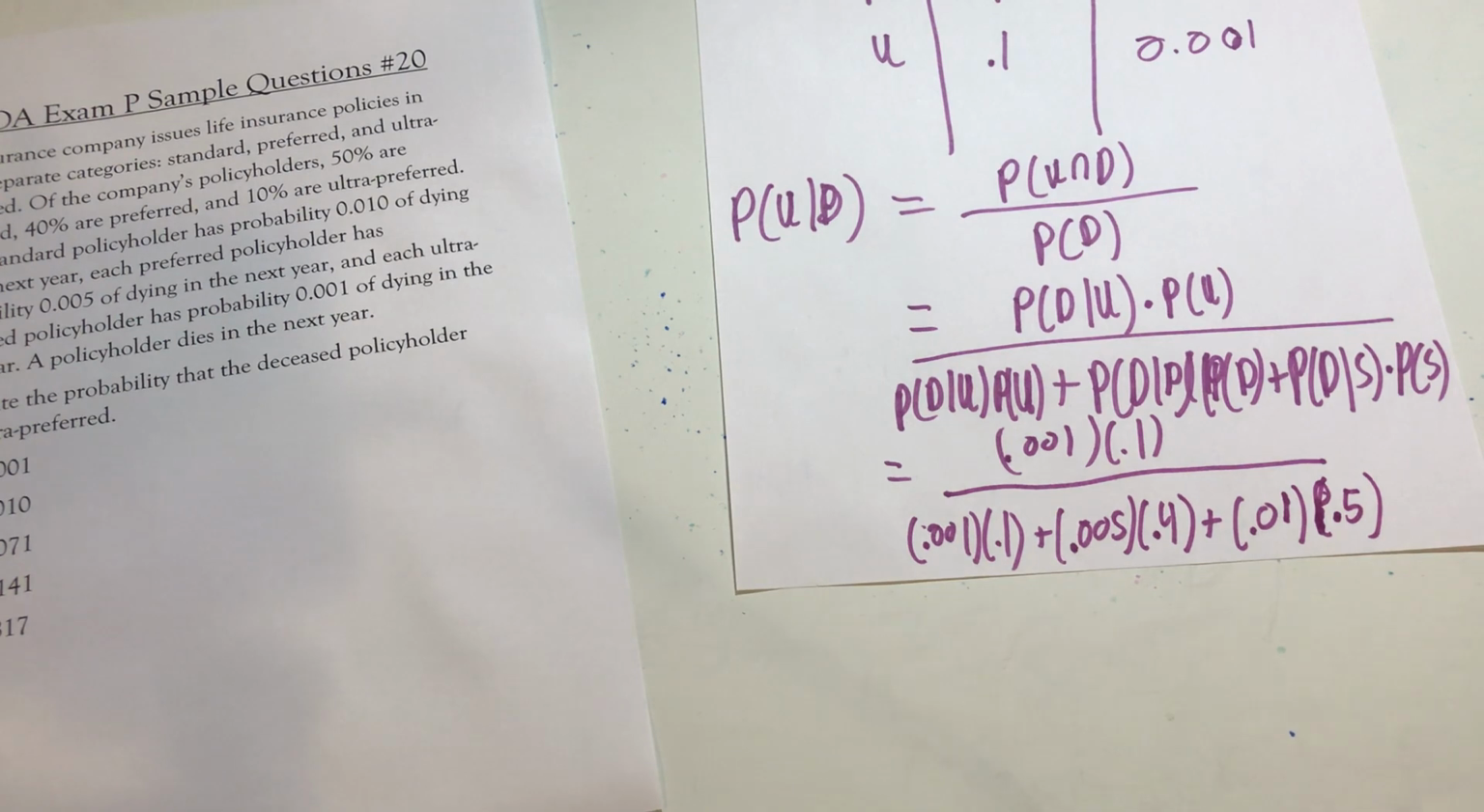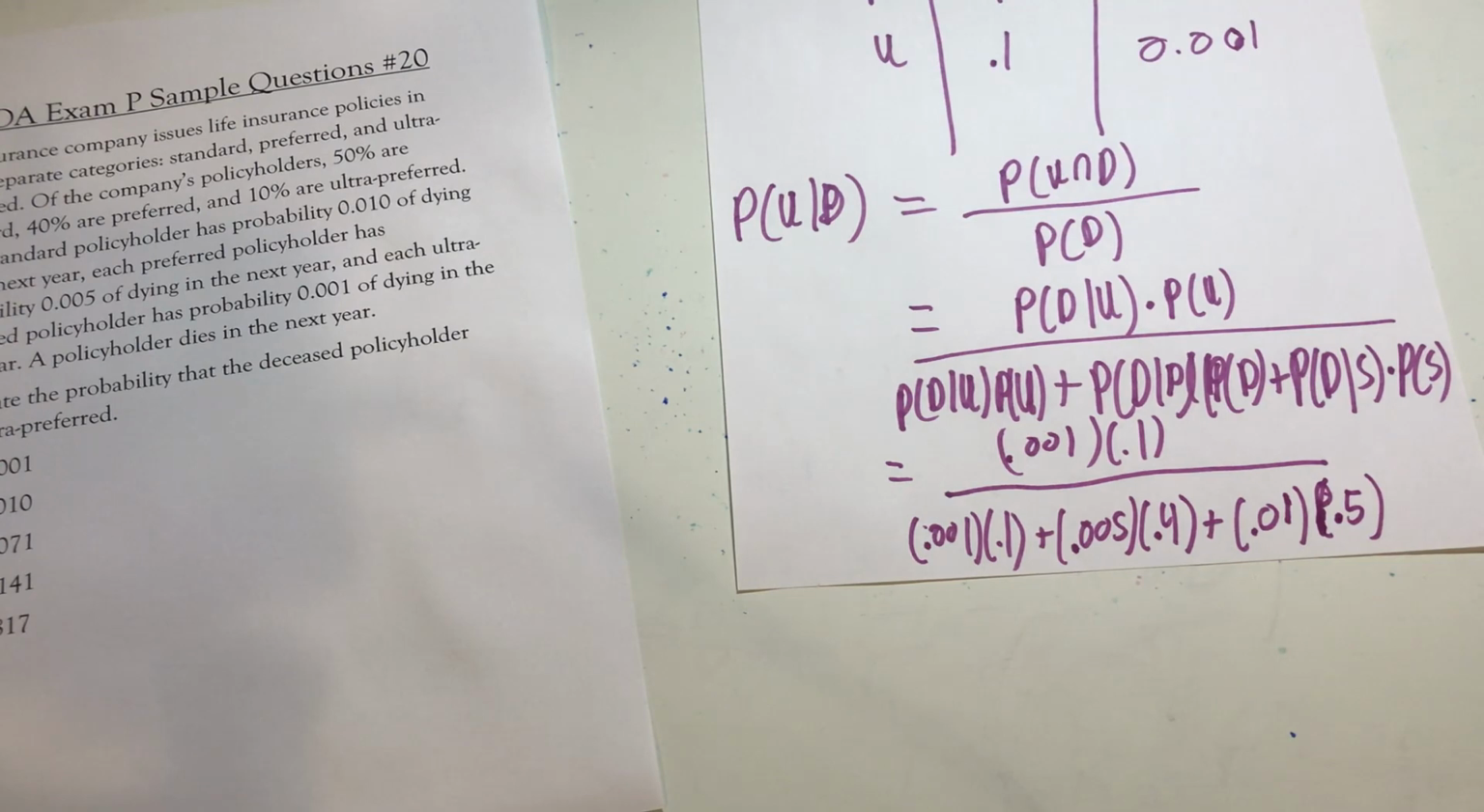All right, just give me one moment. Numerator is 0.001 times 0.1. Denominator is 0.001 times 0.1 plus 0.005 times 0.4 plus 0.01 times 0.5.